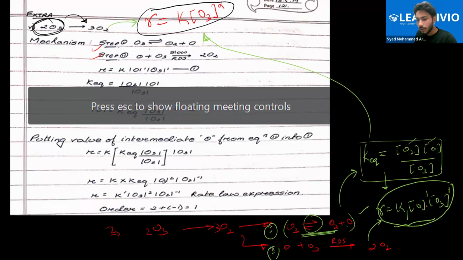Okay, so I am going to do this. See what is there. O3 is there in the reactant side. O3 is there in the main rate law expression. So you have to get O3. So how can I get O3? Can you tell me how I can get O3?